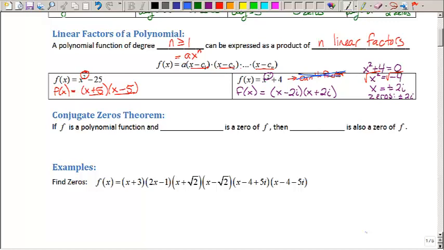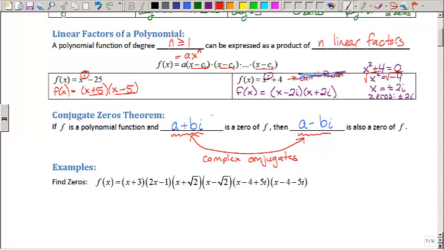Next, I'd like to look at the conjugate zeros theorem, which says if f is a polynomial function and a plus bi is a zero of f, then a minus bi is also a zero of f. Now, these two terms, a plus bi and a minus bi, have a special name for the relationship between them, and that special name is called complex conjugates.